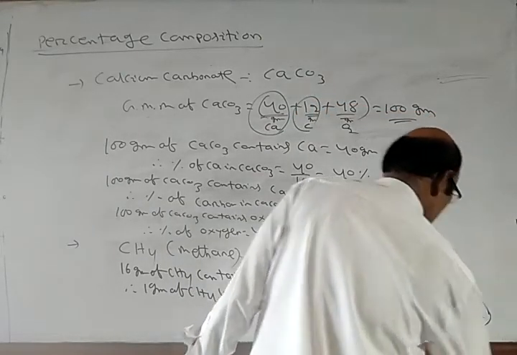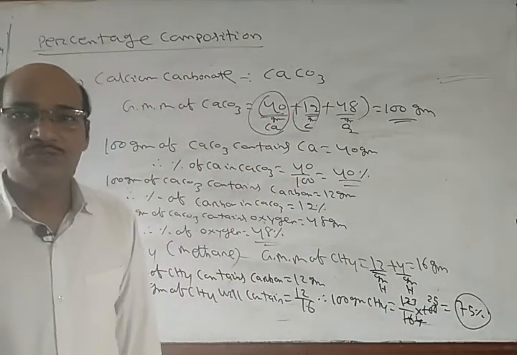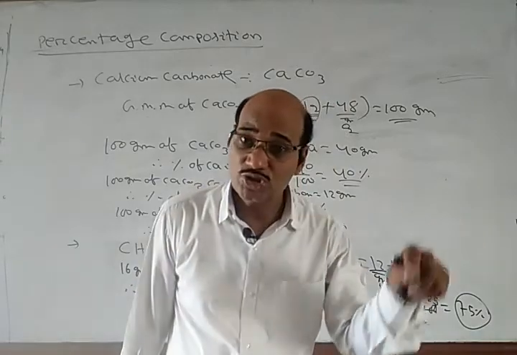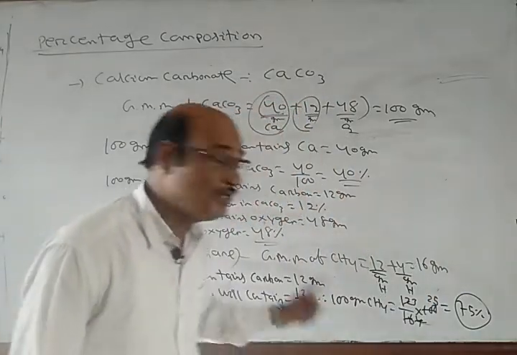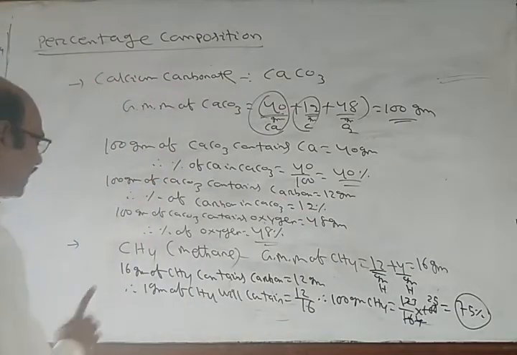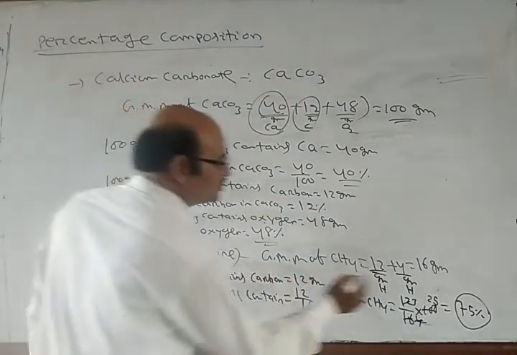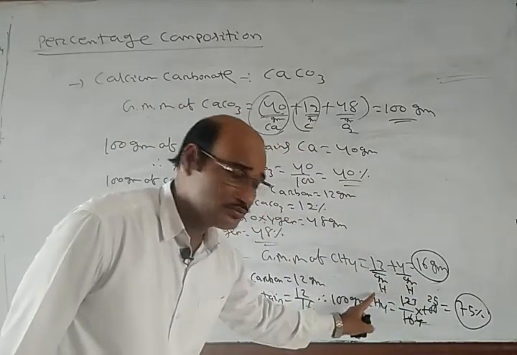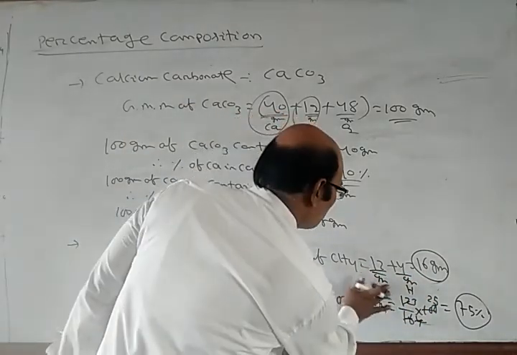75%. So 75 is the percentage composition of carbon in methane. Is that clear? Okay. So the gram molecular mass of methane is 16 gram. Now 16 gram of methane contains 12 gram of carbon.